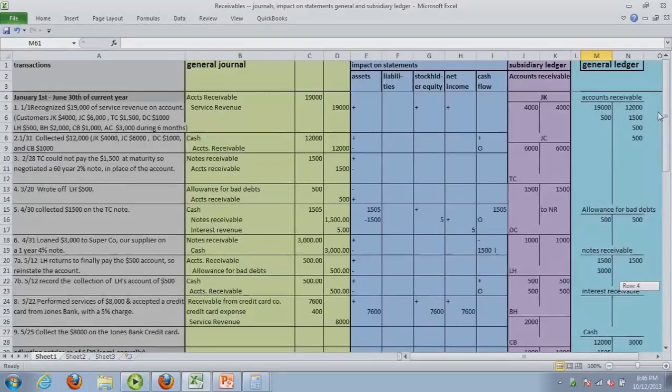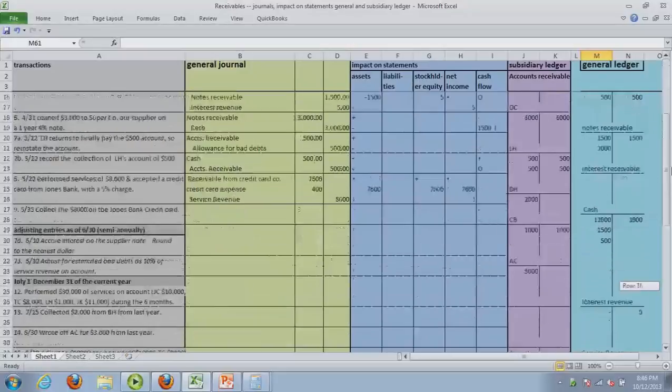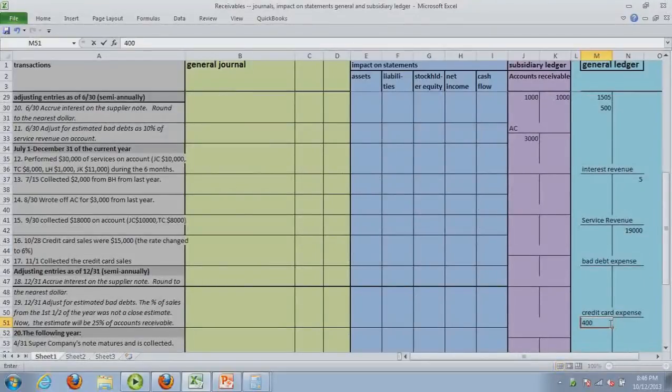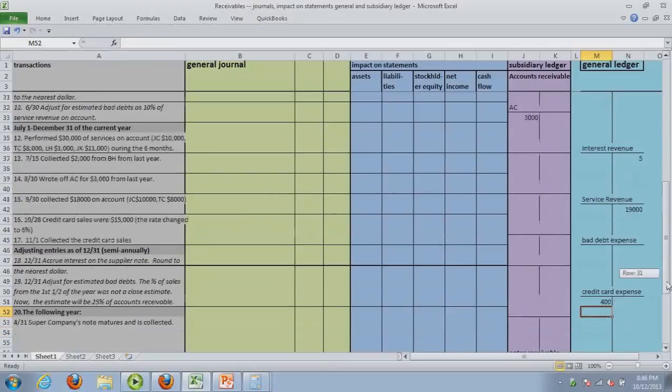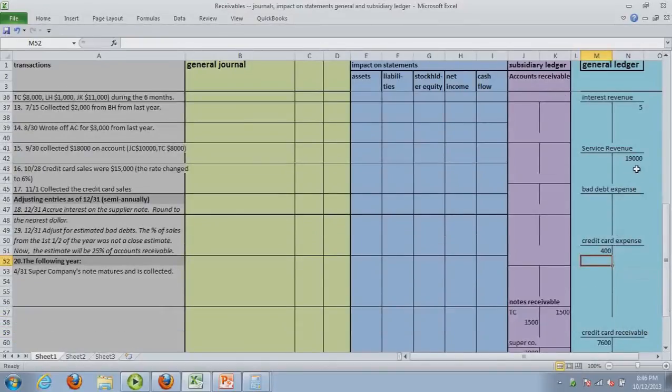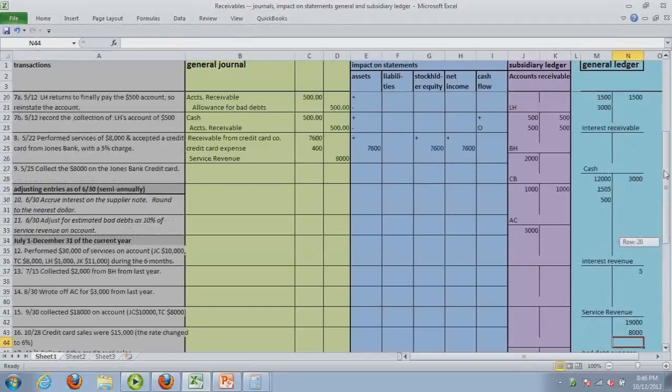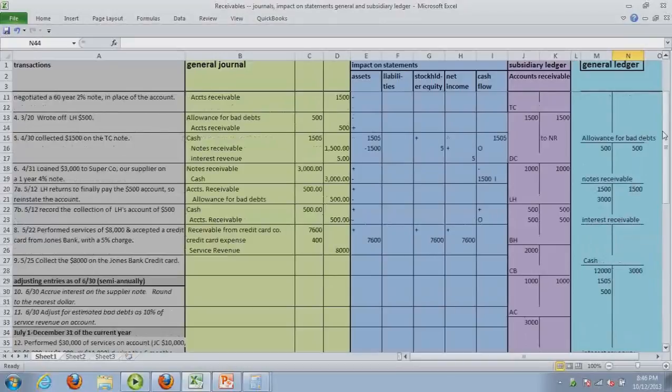So we have receivable from credit card company. I did have credit card expense, which is right there for 400. And then, of course, the revenue is 8,000. So I'm going to pick service revenue there. Okay, again, no other subsidiary ledgers. Okay, and then on the 25th, we collected 8,000 from this credit card.